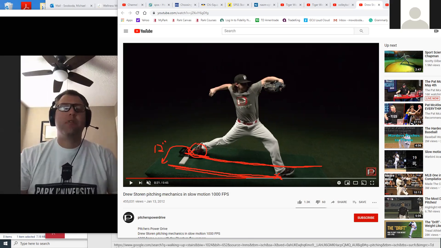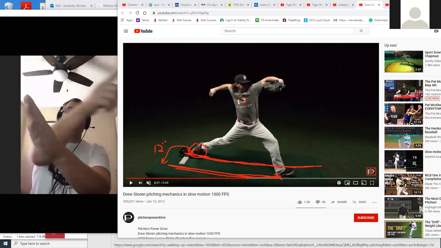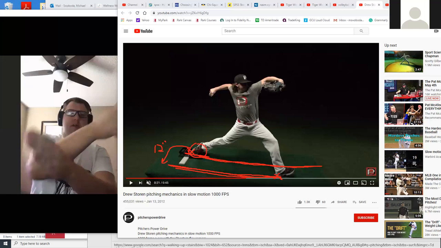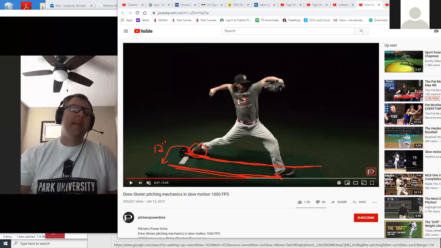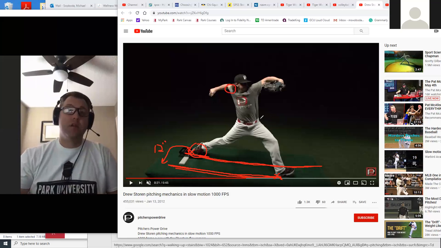The problem with that is that you're essentially stepping this direction and throwing this direction. Meaning that you have the potential for a lot of torsion force here and here. And here.